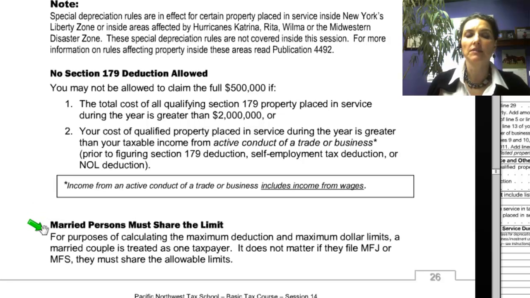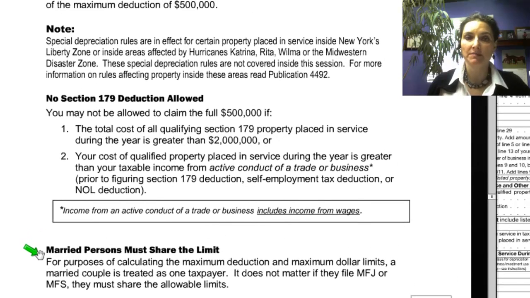Also, please note that married persons must share this limit. For purposes of calculating the maximum deduction and the maximum dollar limits, a married couple is treated as one taxpayer. It does not matter if they file jointly or separately. They must share the same allowable limits.